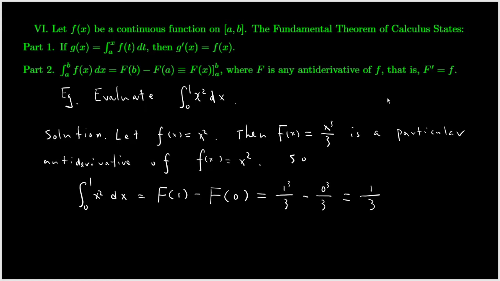You see, this method is much simpler than using the definition to evaluate the definite integral. Now let's recall, when using the definition to evaluate that simple integral, we need to divide the interval from 0 to 1 into n subintervals, and then we form the Riemann sum, and then we take the limit of the Riemann sum. The procedure was pretty long and tedious, but this is much simpler.